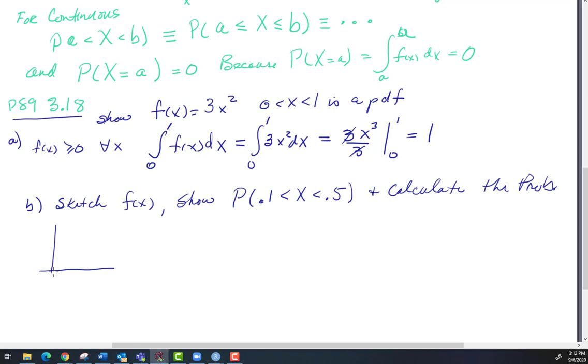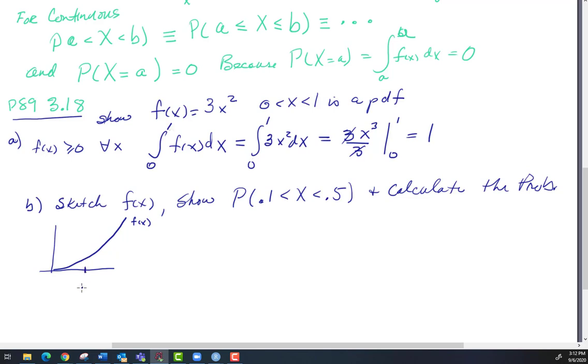This function is 3x squared, so at 0, that would be 0 squared times 3, which is 0. You can sketch it better than that if you need to or want to, but it's going to look something like that. So there's f of x.